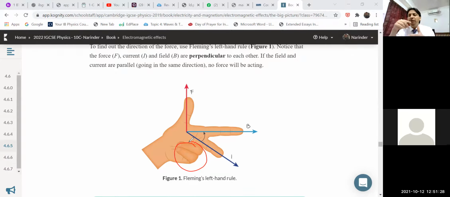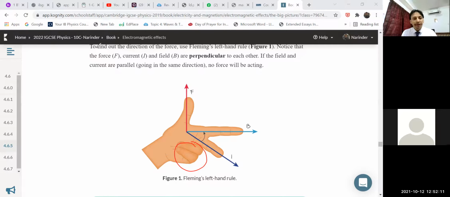So what is this F here? F is for the magnetic force that we are looking for. M is for the magnetic field, which is represented by the letter B. So the first finger is for the magnetic field, and the second finger, the middle finger, is for C, the direction of current. It is better to remember in terms of father, mother, child.